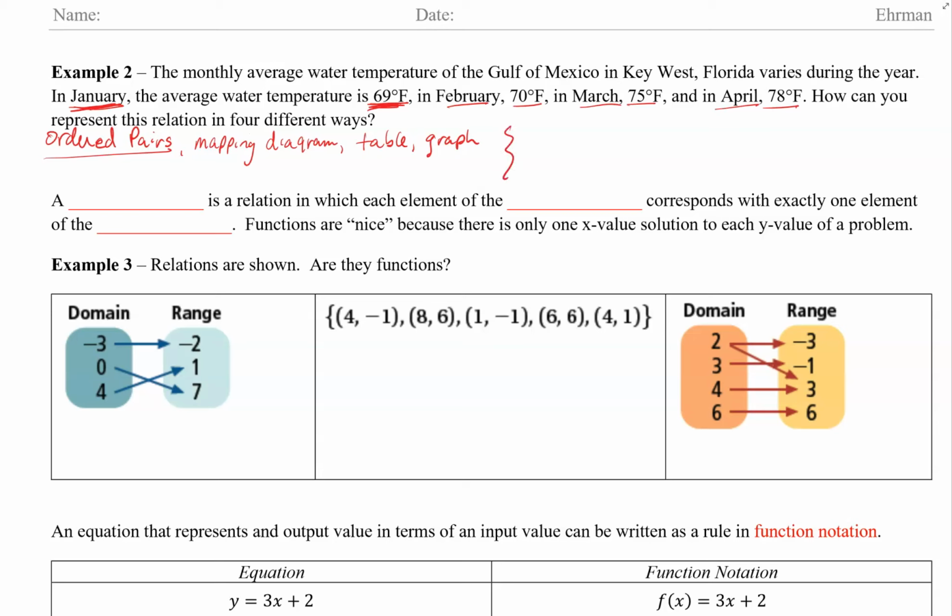So as an example, we might say that we have the coordinate 1 and 69 for January and 69 degrees. We might have the coordinate 2, 70, 3, 75, and of course 4, 78. If we had more room, I might ask you to draw a mapping diagram, a table, and/or a graph of this data, but we ran out of space, and maybe I'll leave that up to you as an exercise in class. If you'd like clarification on each of those options, please let me know.